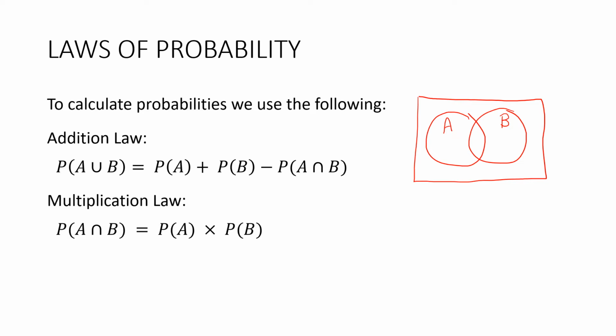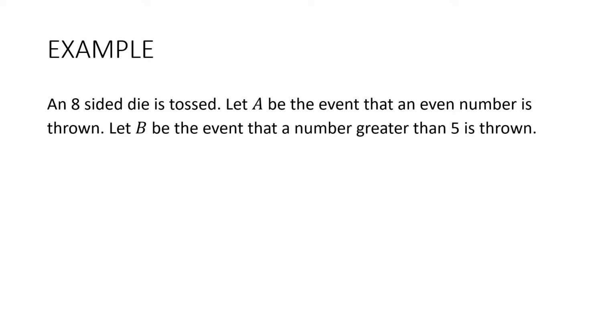We also have the multiplication law, and this states that the probability of A intersection B is equal to the probability of A multiplied by the probability of B. For us to use this law, the events have to be independent, and we'll talk about that a little bit later on. Here's an example. An 8-sided die is tossed. Let A be the event that an even number is thrown. Let B be the event that a number greater than 5 is thrown.